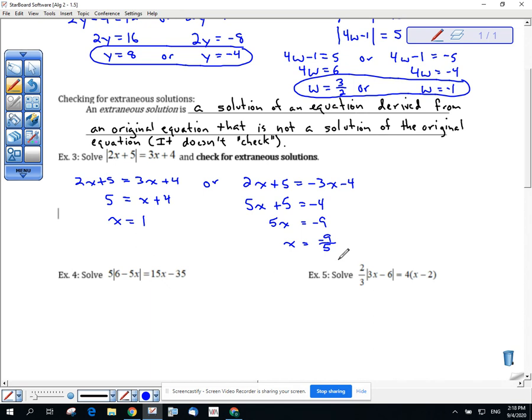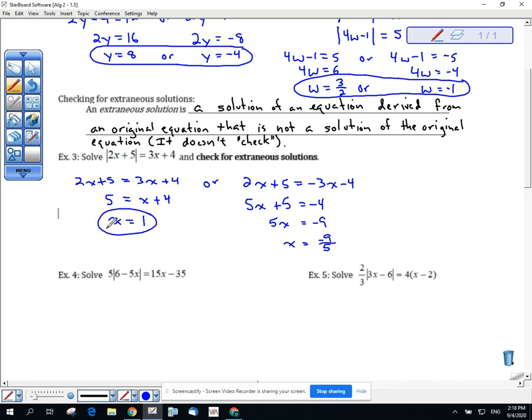Now, plug it back in. Just a little bit of mental math here. I'm taking 1 and I'm plugging it in for x. 2 times 1 would be 2, plus 5 would be 7, and then the absolute value of that is 7. I plug 1 in here. 1 times 3 is 3, plus 4 is also 7. 1 checked. 1 works. 1 is a solution.